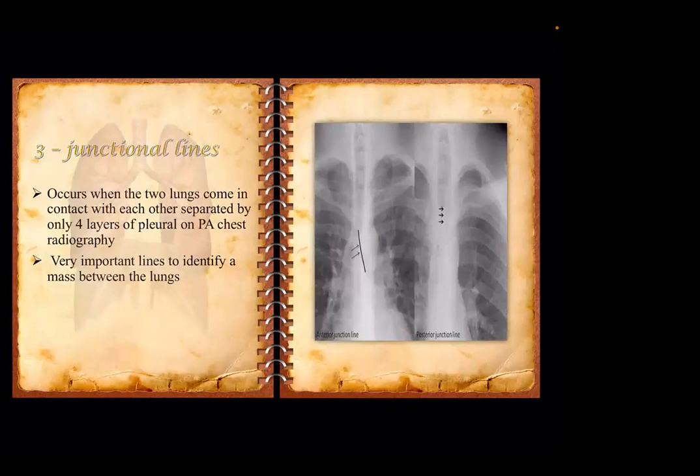Junction lines are very important, because they help identify masses between the lungs. They occur where the two lungs come in contact with each other, separated by only four layers of pleura on plain radiography.